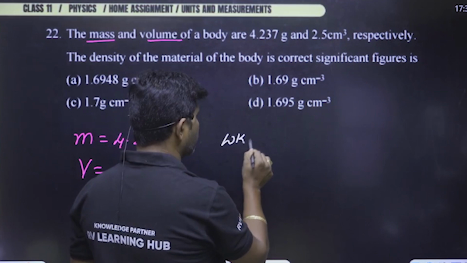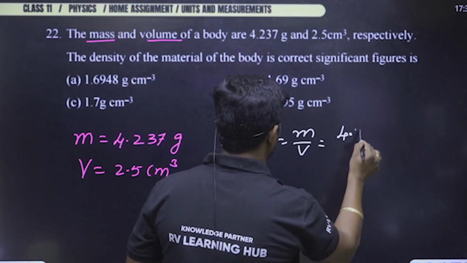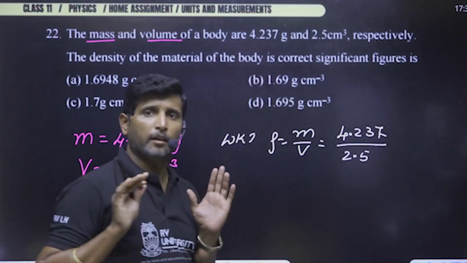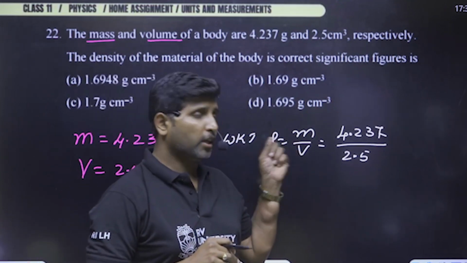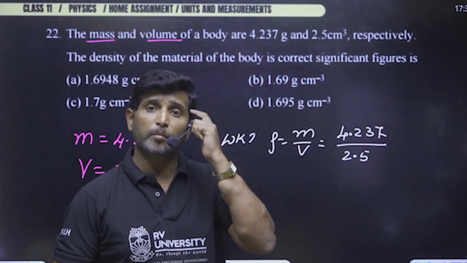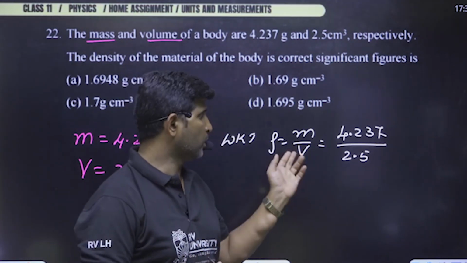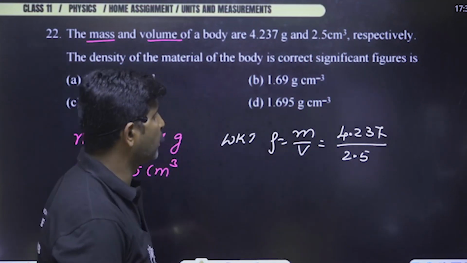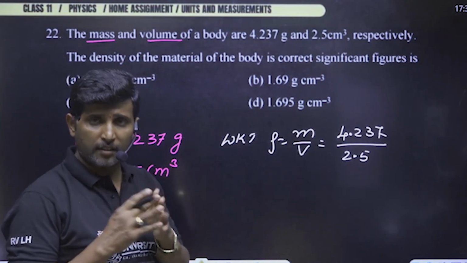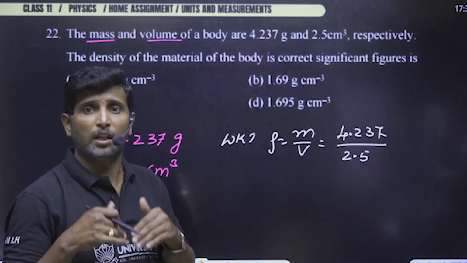So see here, we know that density is equal to mass by volume. What is the mass value? 4.237 divided by 2.5. My request is, whenever they are asking us to write the result in the correct significant figures, we have to remember the rules. In the multiplication or in the product, or in the quotient, we have to select the result to the significant figures equal to the significant figures of the least.